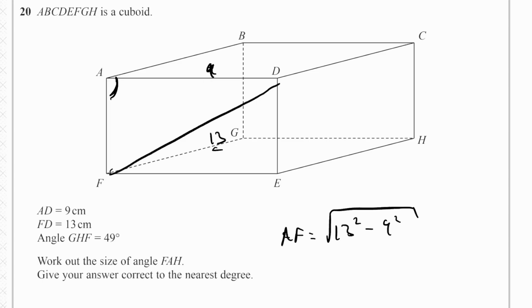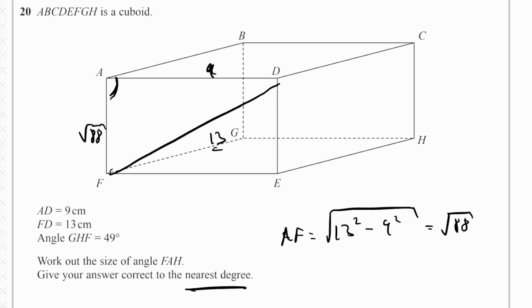We've got one of the sides over here, so we can use Pythagoras to work out what that is. We'll leave this in the square root form of root 88. We don't want to start simplifying down yet or cutting off decimal places, because we need our answer correct to the nearest degree. So we want to keep as much accuracy as possible. So we can write that AF is root 88.